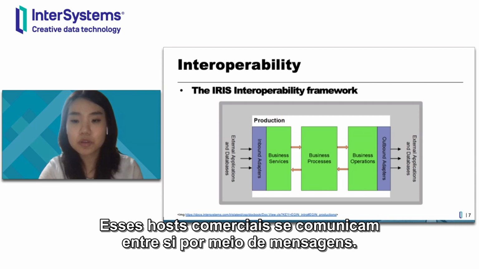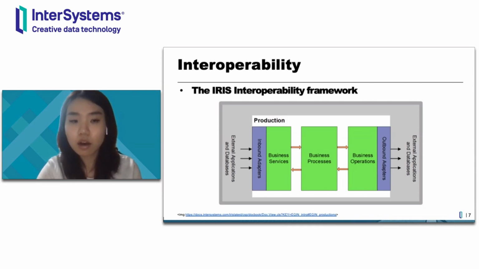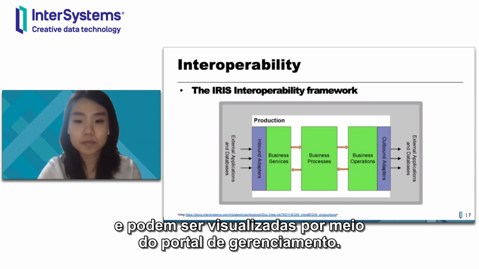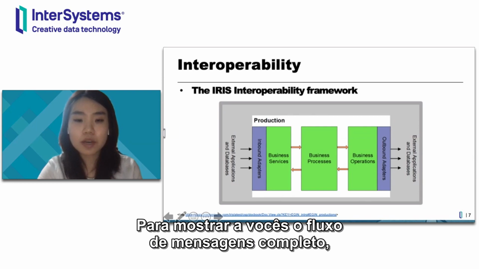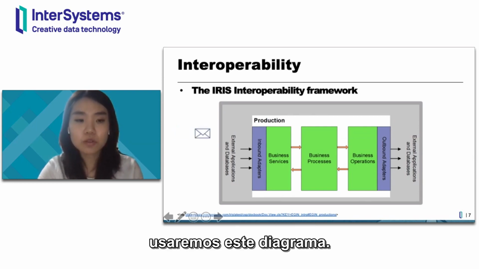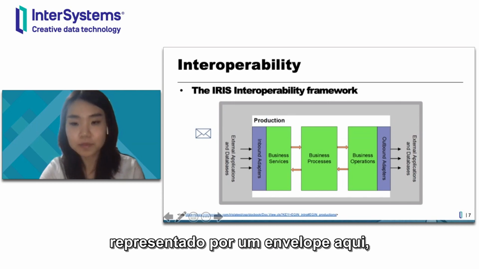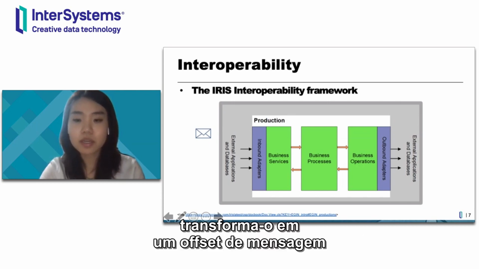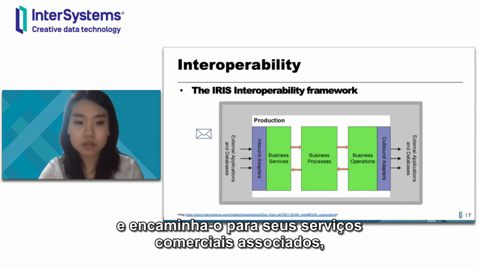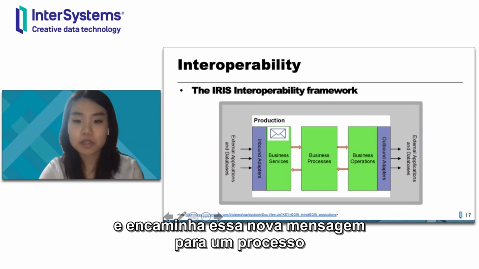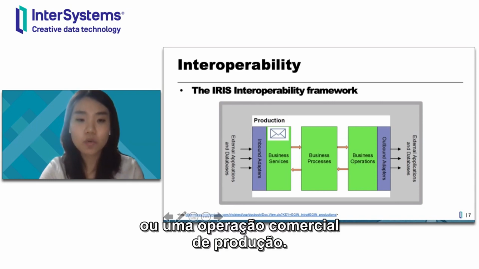These business hosts communicate with each other via messages. All messages are stored in the IRIS database and can be seen via the management portal. To show you the entire message flow, we will use this diagram here. So if existing, an inbound adapter receives an incoming event, here used as an envelope, transforms it into a message object, and passes it to its associated business service. The business service creates a follow-on request message and passes this new message to a business process or a business operation within the production.